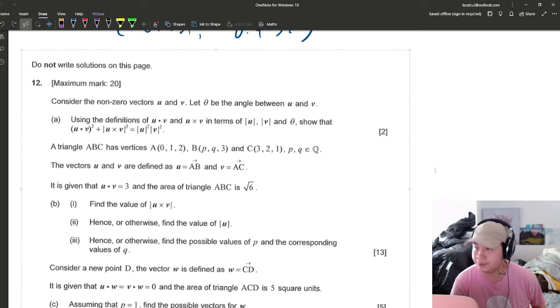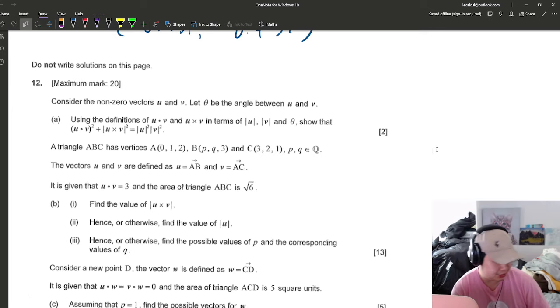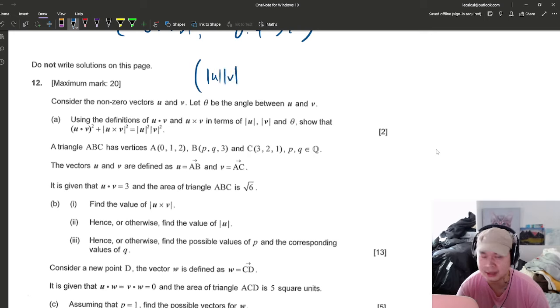Okay, let's see. We've got u and v, and the angle between them. Using the definitions of u dot v and u cross v in terms of the lengths and theta, show that this equation is true. This is actually a question that has shown up a few times. If you look in your formula booklet, u dot v is by definition the length of u times the length of v times cosine of the angle in between them. So we're going to square that.